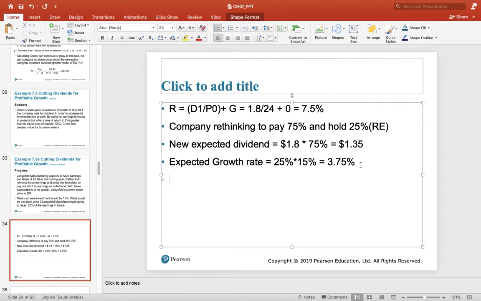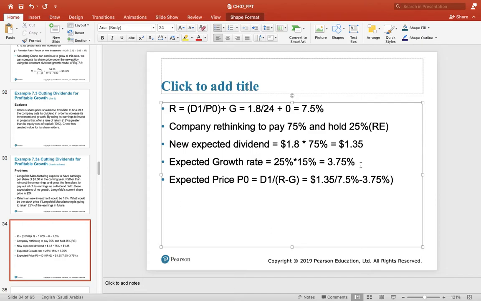Now, using this growth and the cost of capital, you can calculate the expected price. After the change, expected price P0 is equal to D1 divided by R minus G. That's the dividend discount model formula. D1 is how much? New dividend is $1.35. $1.35 divided by R minus G. R is how much? At the top you have calculated 7.5%. 7.5% minus G, which is 3.75%.